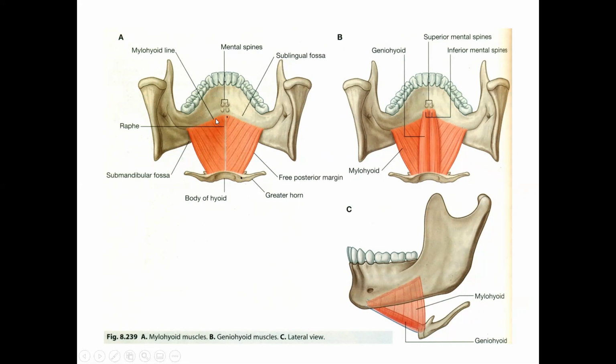They take origin from the mylohyoid line on the medial surface of the mandibular bone. You can see here we have the mylohyoid line. From this mylohyoid line on the medial surface of the mandible, this muscle takes origin, and the muscle fibers go inferiorly and medially. So the anterior fibers of the mylohyoid muscle go medially and inferiorly, and they are interconnected with their fellow on the opposite side.